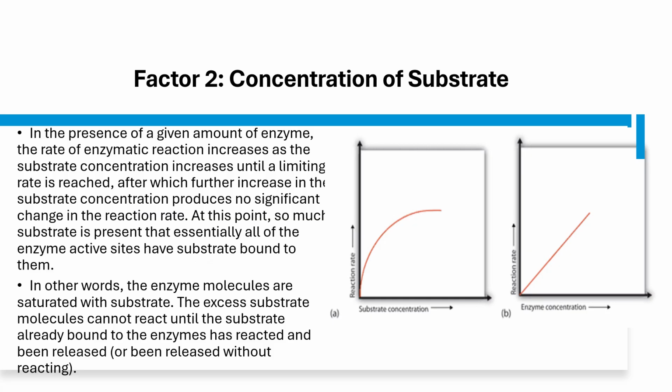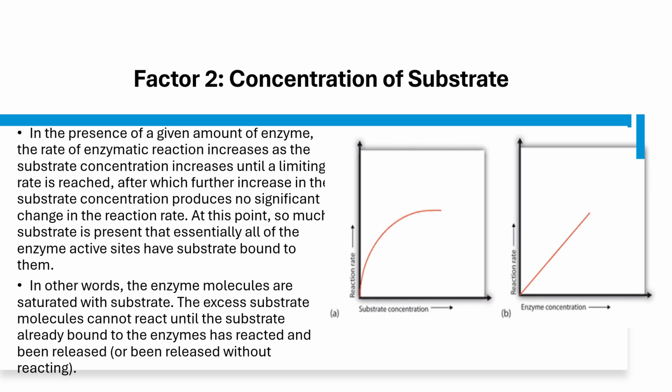Second one is concentration of substrate. In the presence of a given amount of enzyme, the rate of enzymatic reaction increases when substrate concentration also increases until a limiting rate is reached. After that, further increase in the substrate concentration produces no significant change in the reaction rate.